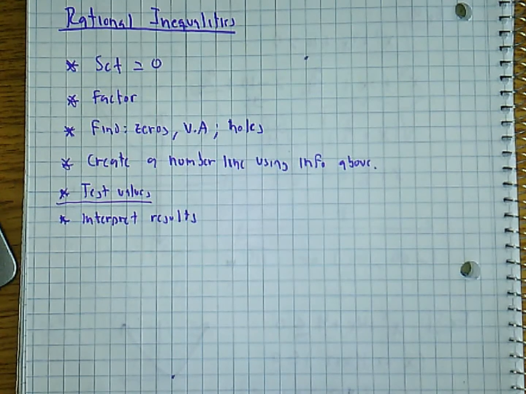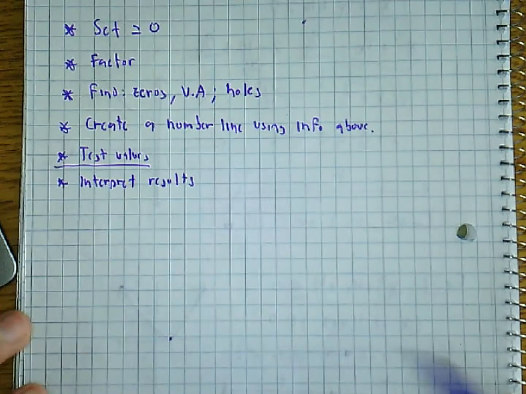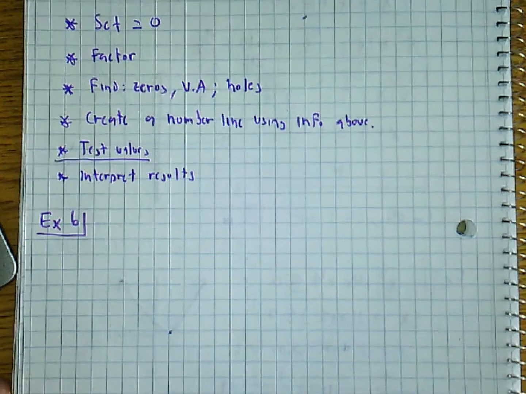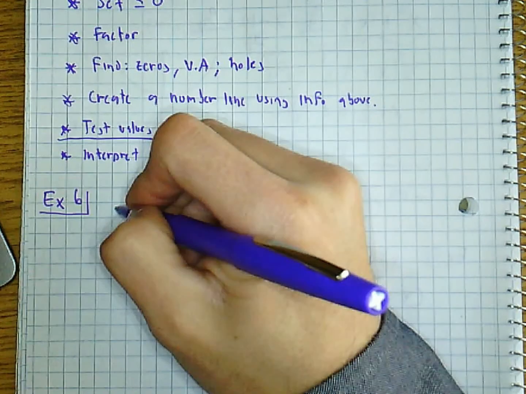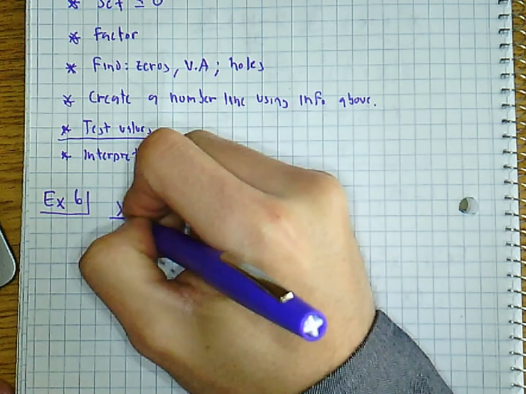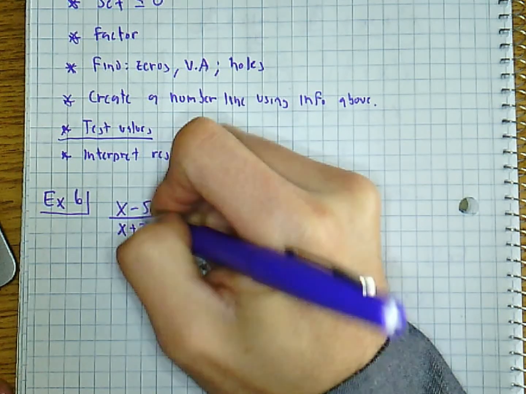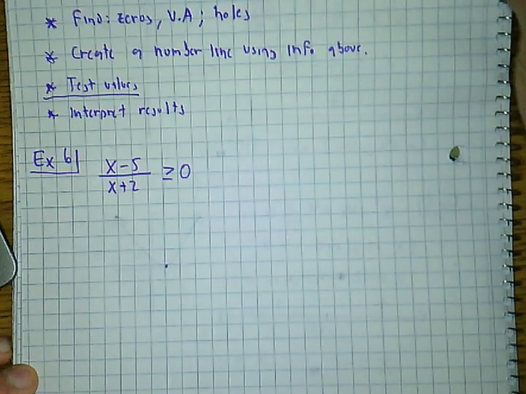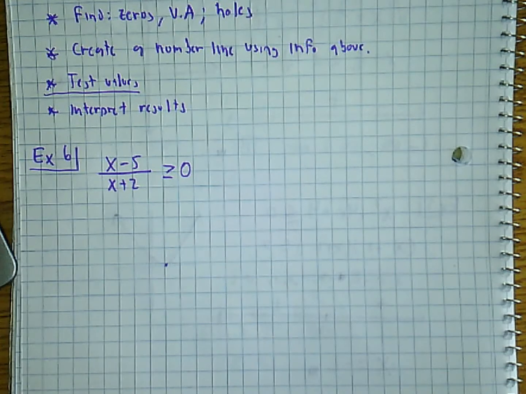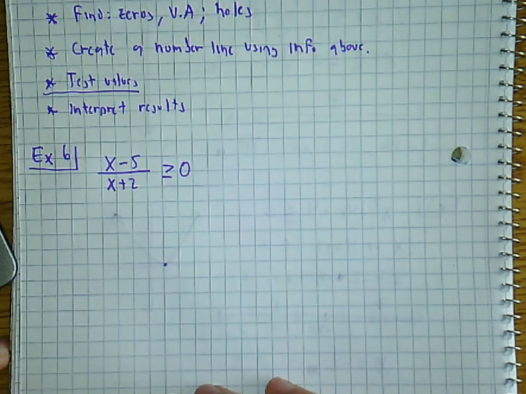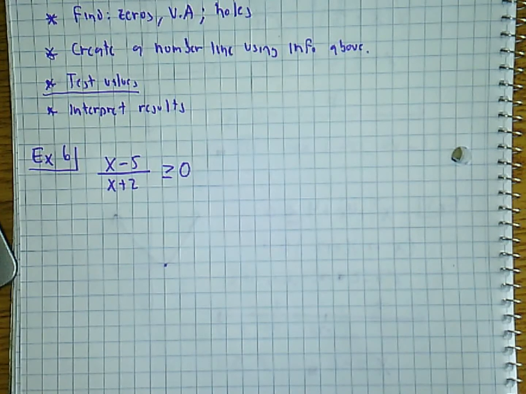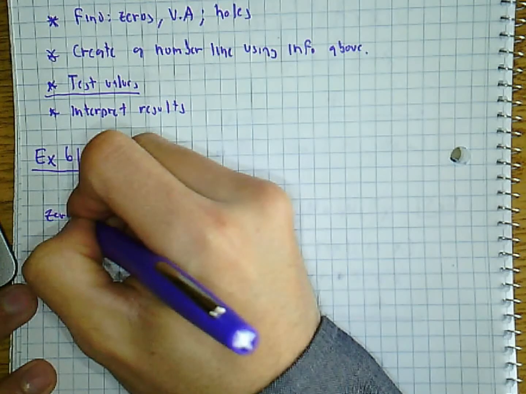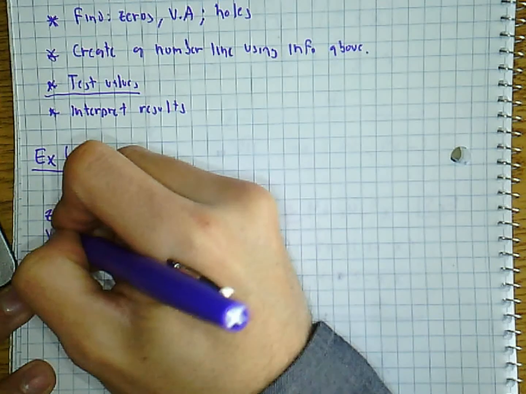Okay, so let's go ahead and move on to an example. I think we're on number 6 by now. And this time we have an inequality. We're going to start out with a simple inequality. We've got x minus 5 divided by x plus 2 greater than or equal to 0. All right, so first thing is we're going to set it equal to 0, which it already is. Second thing, we're going to factor. It's already factored. Third thing is, can you find the zeros, the vertical asymptotes, and the holes? Okay, so we have a 0 at x equals 5 and a vertical asymptote at x equals negative 2.